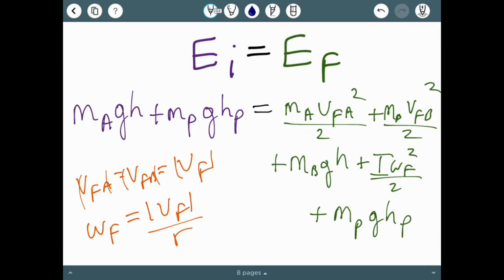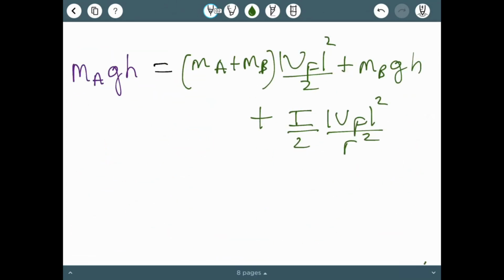So once again, I'm able to cancel out the potential energy of the pulley because it's the same initially and final. So when you do these type of exercises, if there's anything that is at the same height, you can just ignore its potential energy. Alright, so substitute the final speeds of A and B with the same final speed, and then substitute the angular velocity with the speed over r expression we had before. And then we just do a bunch of algebra to be able to find the final speed.